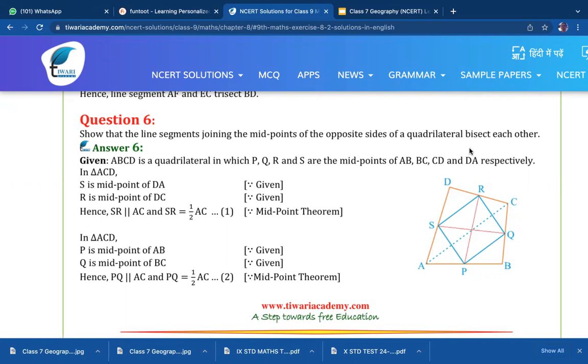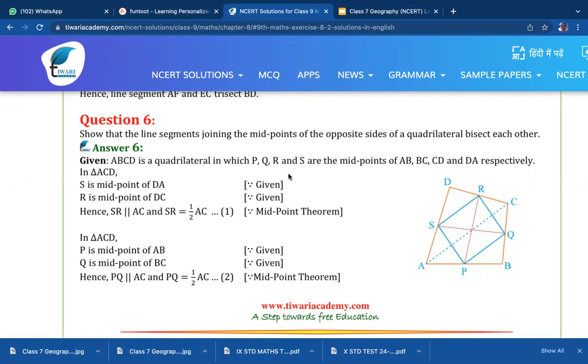There are a few cases where the diagonals bisect each other. In a parallelogram, the diagonals bisect each other. In a rhombus, the diagonals bisect each other at right angles. In a rectangle, the diagonals bisect each other. In a square, the diagonals bisect each other. So, we need to prove that the figure joining the midpoints is a parallelogram.